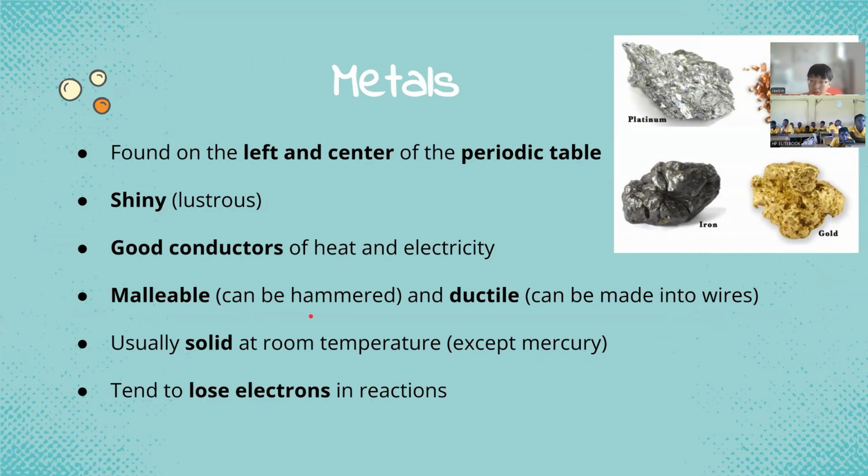It can be hammered into other shapes easily. And they're ductile, meaning they can be stretched. So metals can be shaped in many different ways. You can squish it and you can stretch it. And usually solid at room temperature, well, except mercury, which is a liquid.